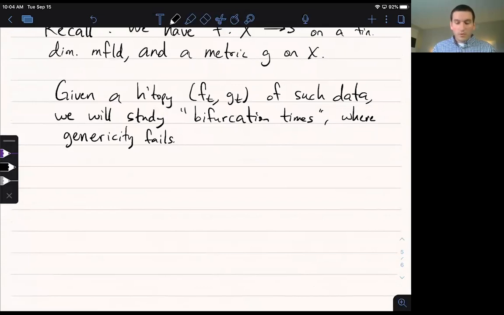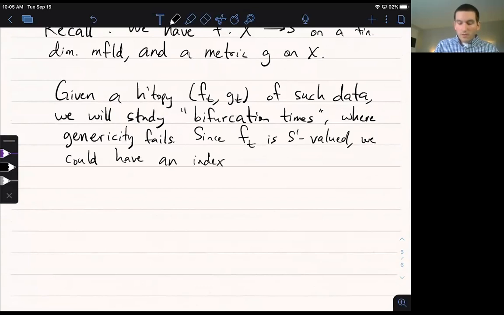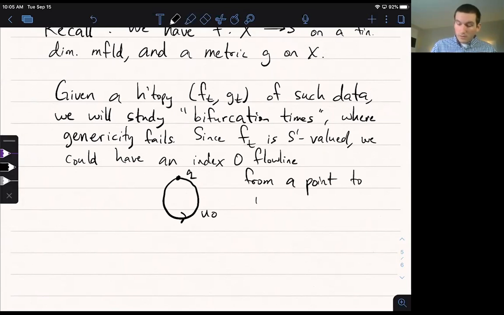And I guess most of the bifurcations you're going to see would be familiar from R valued Morse theory. But since F t is S1 valued, one failure of genericity that we could have would be an index 0 flow line from a point to itself. So this is the sort of flow line which will be glued to itself, really not by me. So from a point to itself.